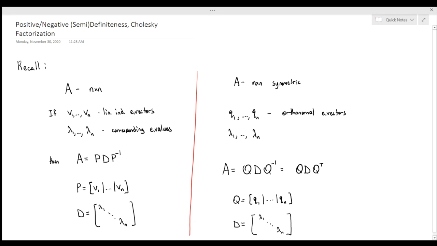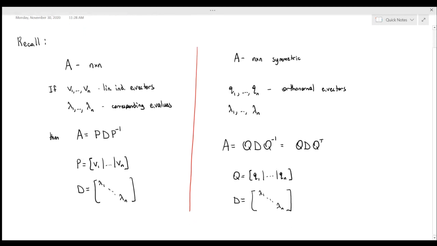All right, so the first thing I'm going to talk about is the notion of positive definiteness and positive semi-definiteness and related notions. And then after that, I'll talk about the Cholesky factorization, which is a factorization that's specific for positive definite matrices. You can also do it for positive semi-definite matrices as well.